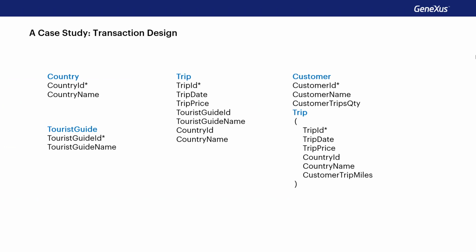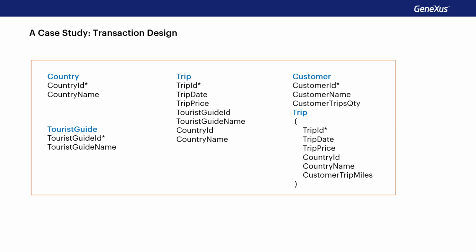Let's look at the case study then. Consider the following transaction design, where we can see that we're modeling countries, trips, or tours to a certain country with a tour guide in charge, and the clients who can take several of these trips or tours. The first thing to remember and keep in mind is that we cannot look at each transaction independently. We must analyze the entire data model. Each transaction generates an impact on that data model.